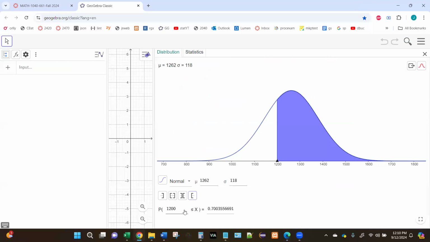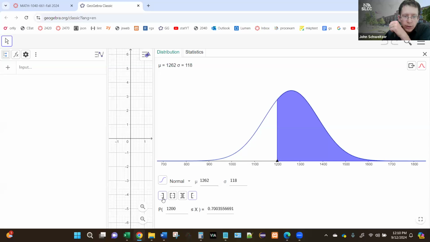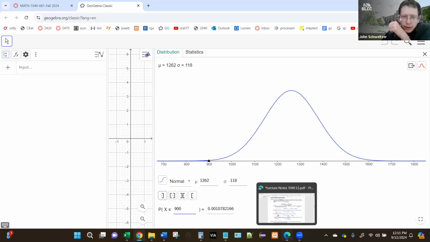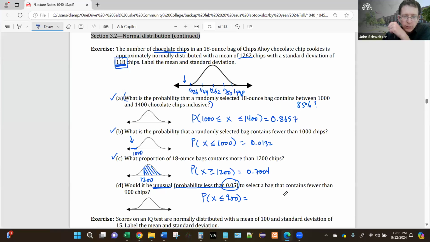That'd be 0.0011. Perfect. That's exactly right. Excellent. Thank you. So come over here and yep, 0.0011. That's not 1%. That's a tenth of a percent. So that's not 1 in 100. That's 1 in 1,000 bags. So it will happen.